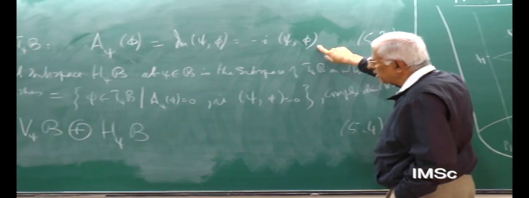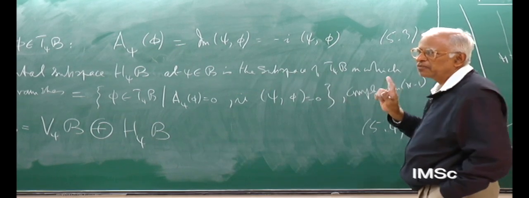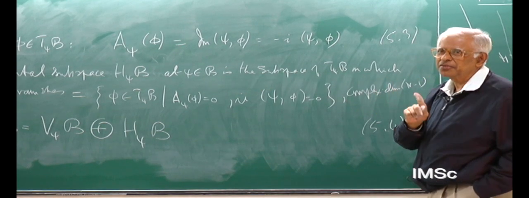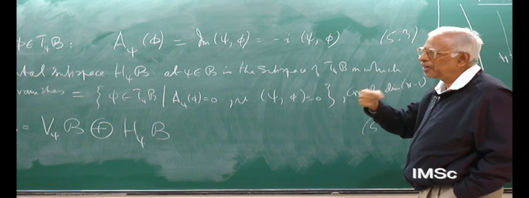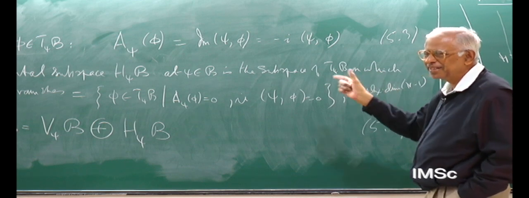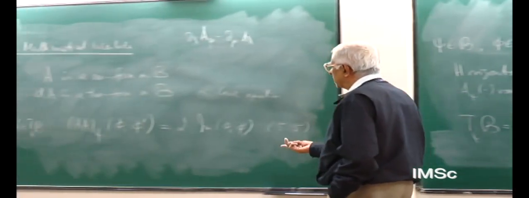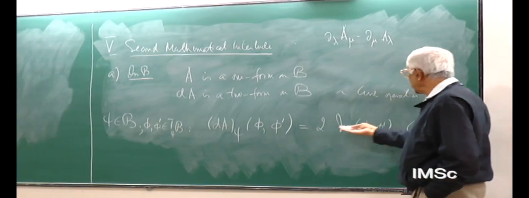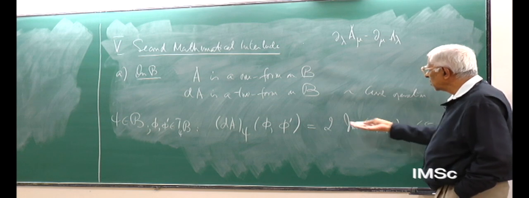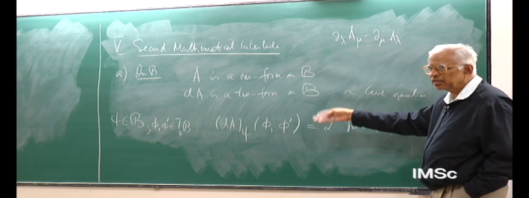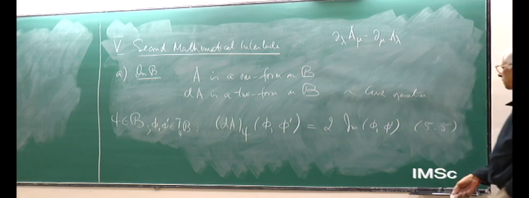Starting from here, in a systematic way, you can arrive at equation 5.5. I'm not giving the proof. You have to get some amount of expertise in this kind of manipulation. And you can see that this is a real bilinear antisymmetric functional on pairs of vectors, which is what a two form has to be.